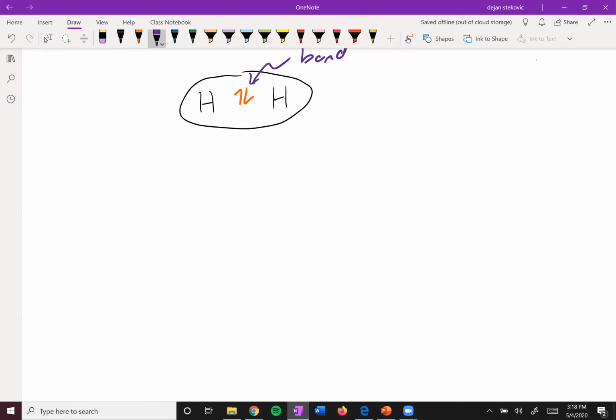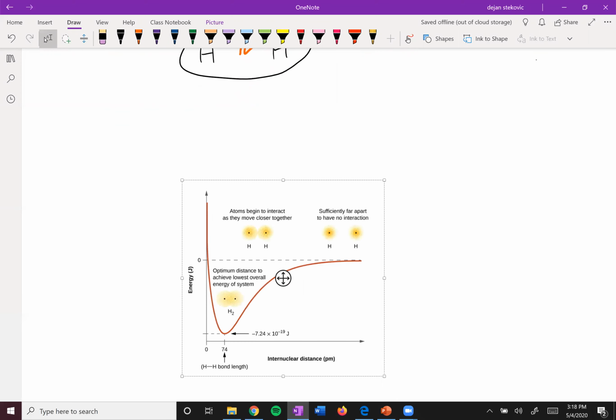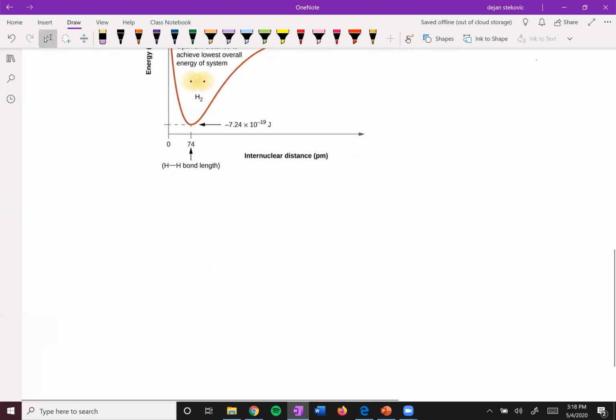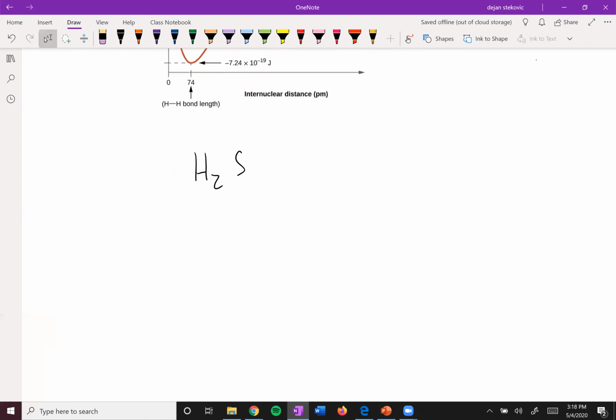We saw this similar picture earlier. It's essentially the same picture here, right? 2 hydrogens move close together until the overlap is optimal. So let's take a look at H2S and see the Lewis-VSEPR idea and the valence bond theory.